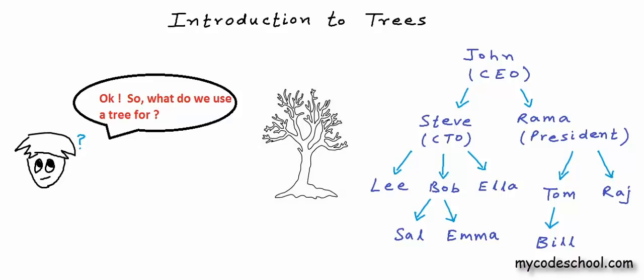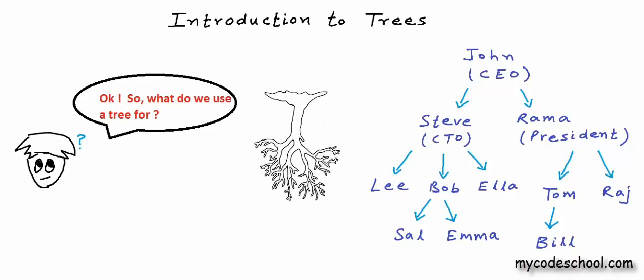They may be having some designation. Rama also has two direct reports. Then Bob has two direct reports, and then Tom has one direct report. This particular logical structure that I've drawn here is a tree. Well, you have to look at this structure upside down, and then it will resemble a real tree. The root here is at top, and we are branching out in downward direction. Logical representation of tree data structure is always like this: root at top and branching out in downward direction.